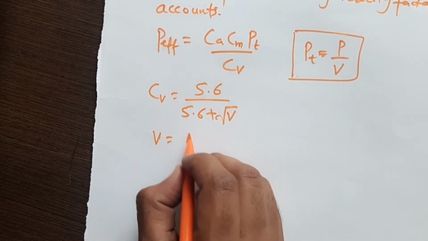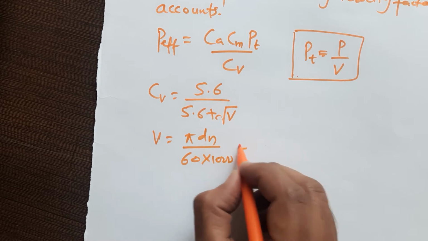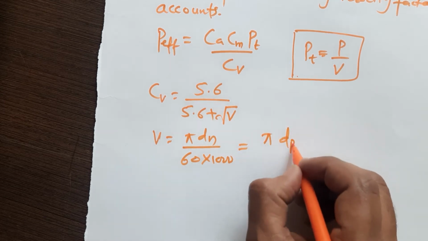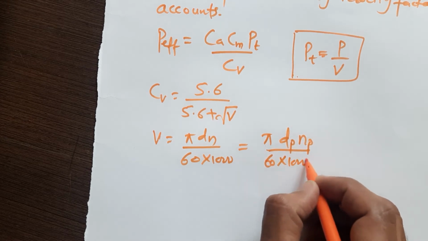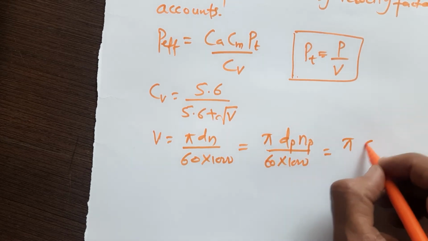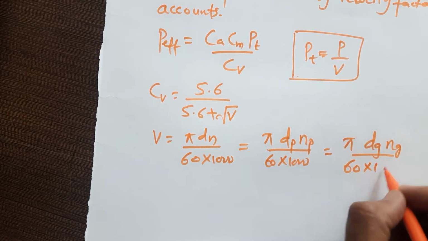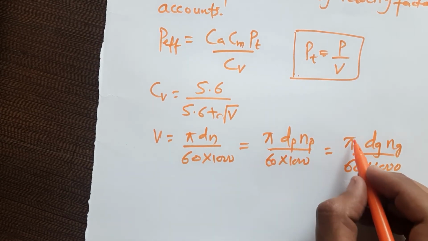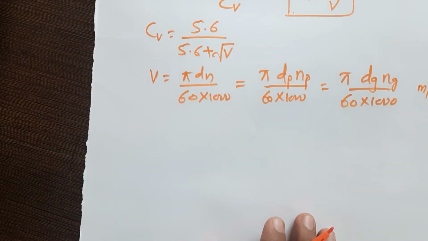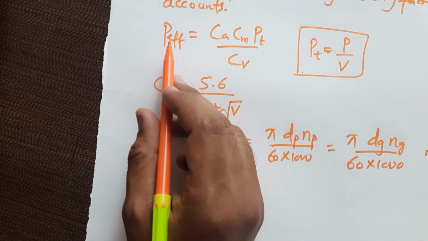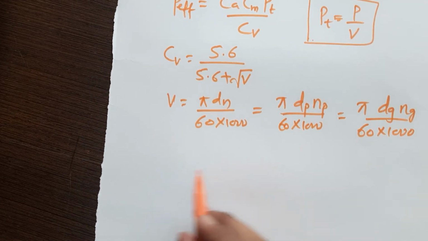Okay, so by using this formula you can calculate CV, and V is nothing but pitch line velocity, and V you can calculate by pi d n divided by 60 into 1000. You can write here pi dp np divided by 60 into 1000, or pi dg ng divided by 60 into 1000. You can use any one relation. The pitch line velocity will remain same, and it will be in meter per second. So from this method you can calculate P effective. So this is the preliminary estimation by velocity factor accounts.